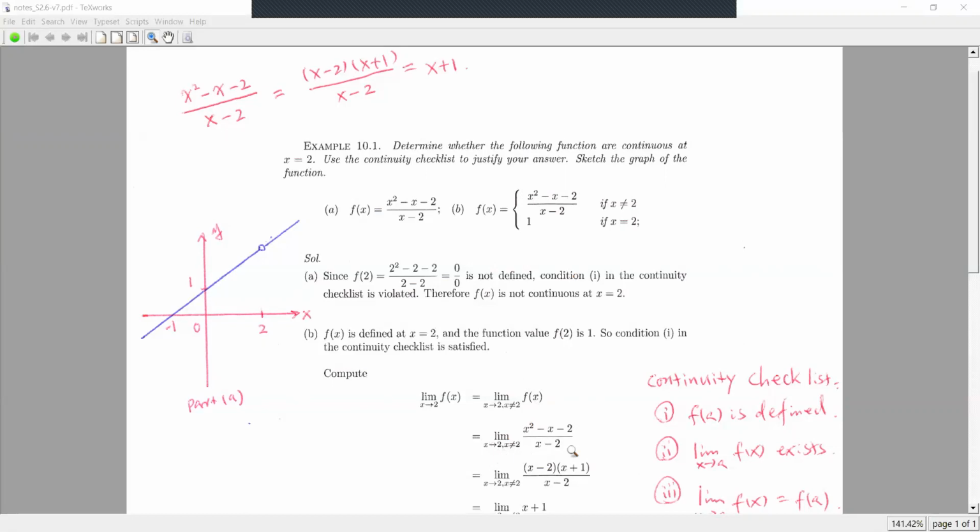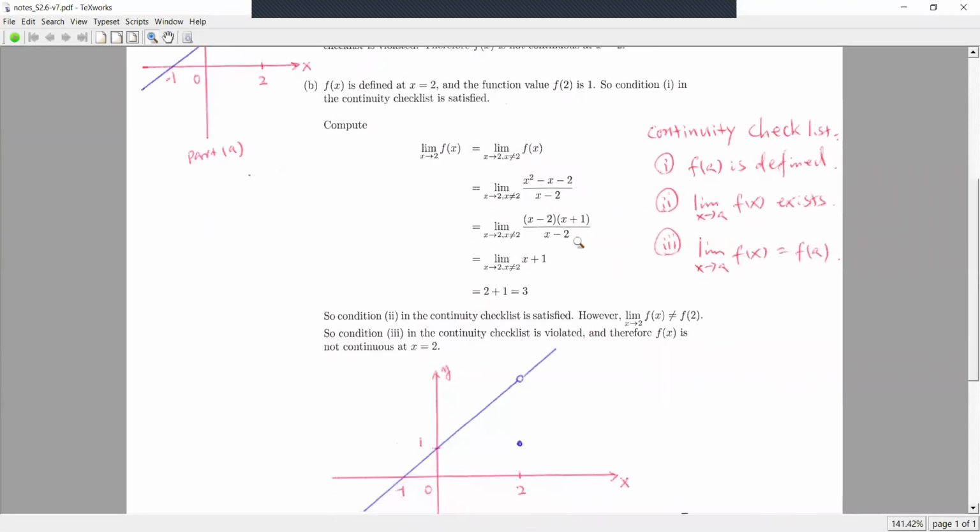To compute this limit, we can use direct substitution. Plug in 2 for x, then we have 0 over 0. We cannot tell the limit. So we need to simplify the function. Factor the polynomial on the top, then we have this equation. Cancel x minus 2, then we have this equation.